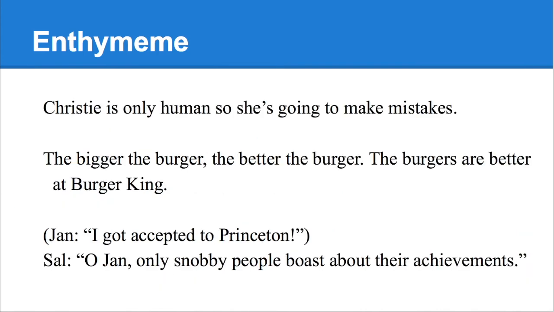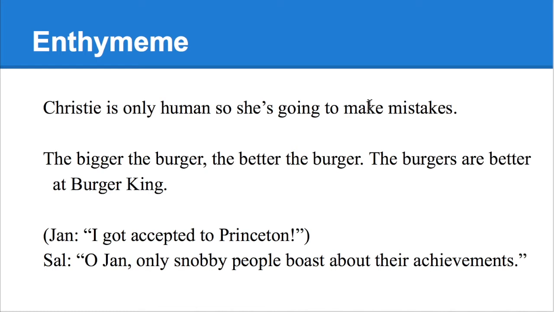All right, let's do another enthymeme or two. Christy is only human, so she's going to make mistakes. Okay, this is one for you to try. Christy is only human, so she's going to make mistakes. This has a missing premise or conclusion. One of the three parts is missing. Can you figure out which one is missing? There's two of them here.